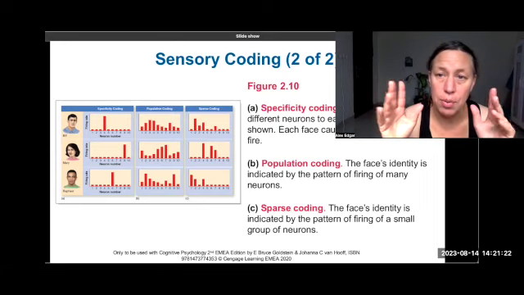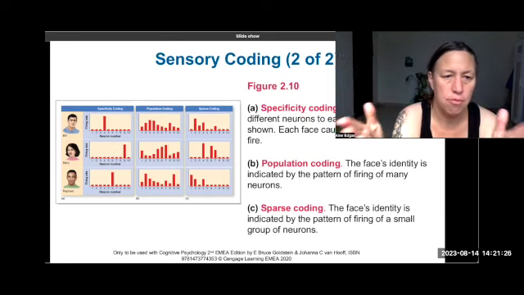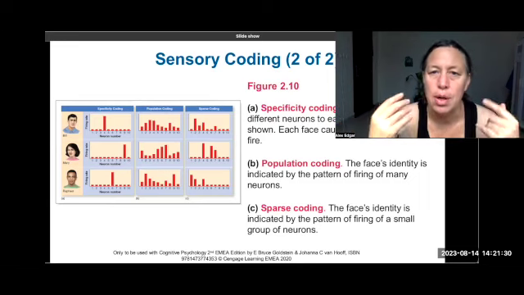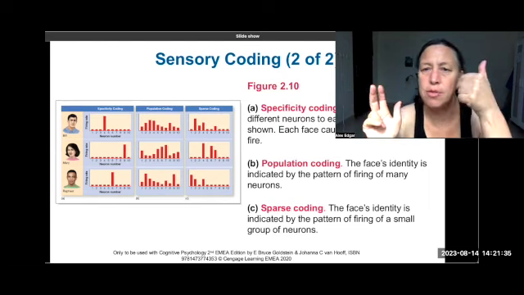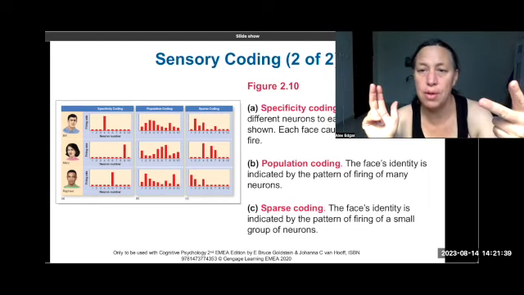Then you get sparse coding, where maybe only 3 or 4 neurons are talking. Okay, this is whatever his name is, Raphael. And they're recognizing him that way. So there are 3 kinds of sensory coding. What are there again? Specificity coding, population coding, and sparse coding.